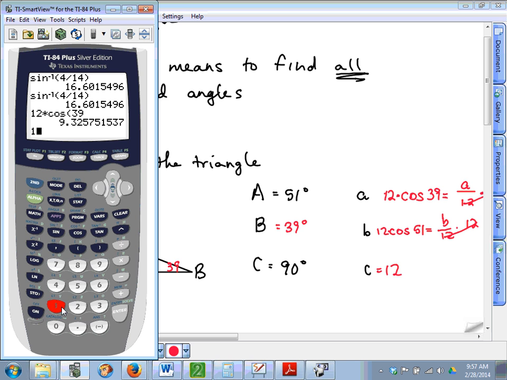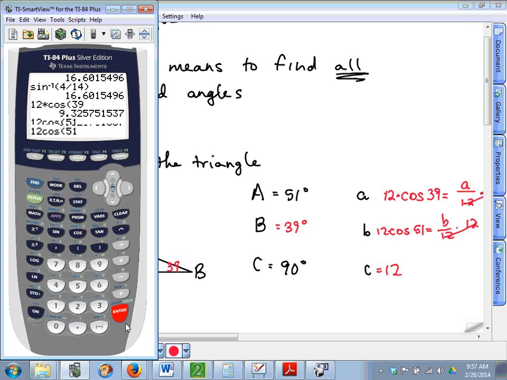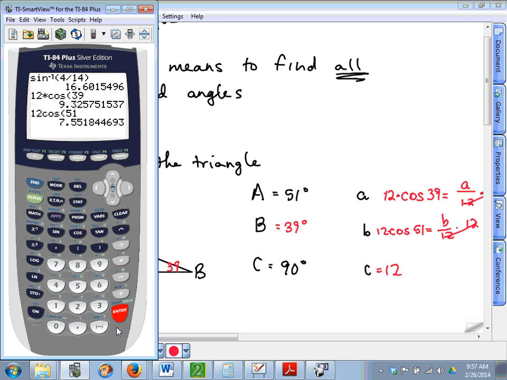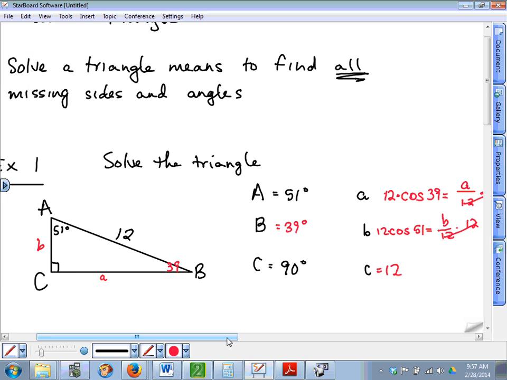What should then equal 10.6? 12 times the cosine of 51 is 7.5. Let's call it 7.6.